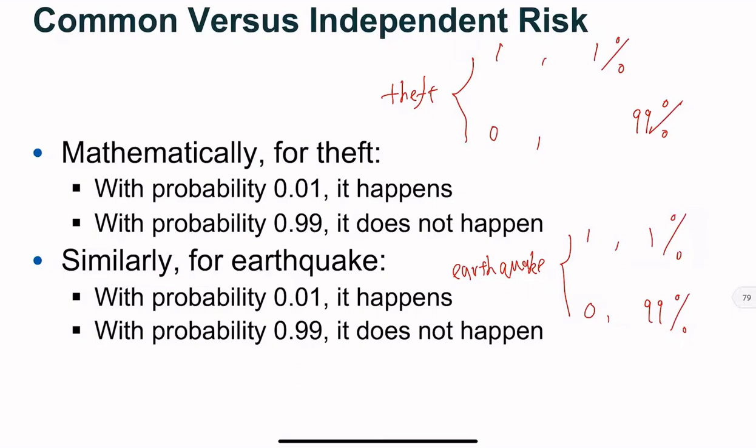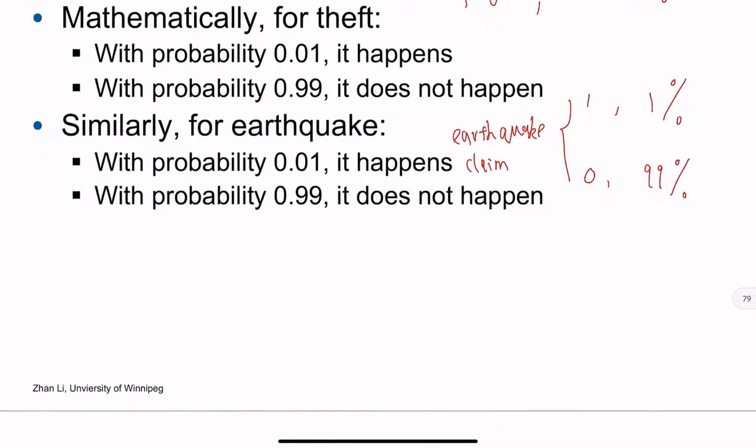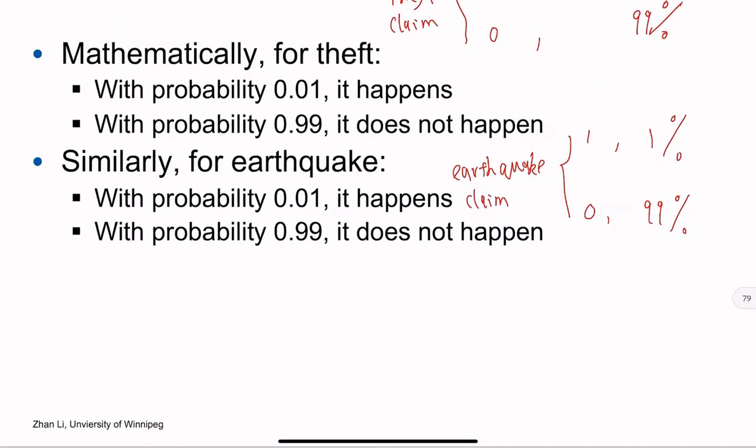This basically says that theft claim happens with a 1% chance, and theft claim does not happen with 99% chance. And similarly, earthquake claim happens with 1% chance, and earthquake claim does not happen with 99% chance. Now we could calculate expected claim, right?